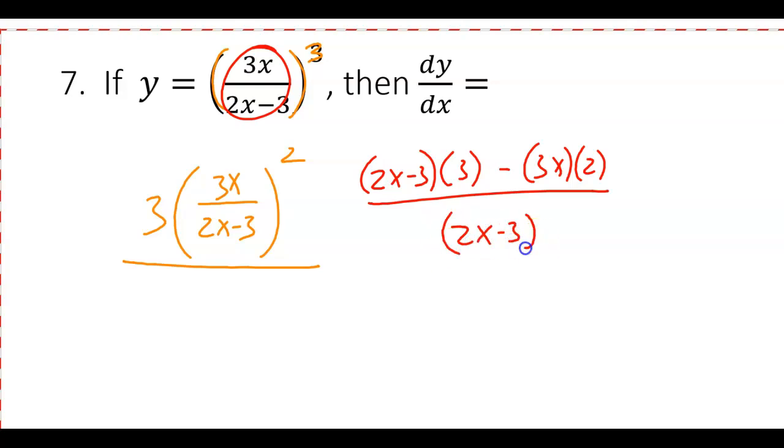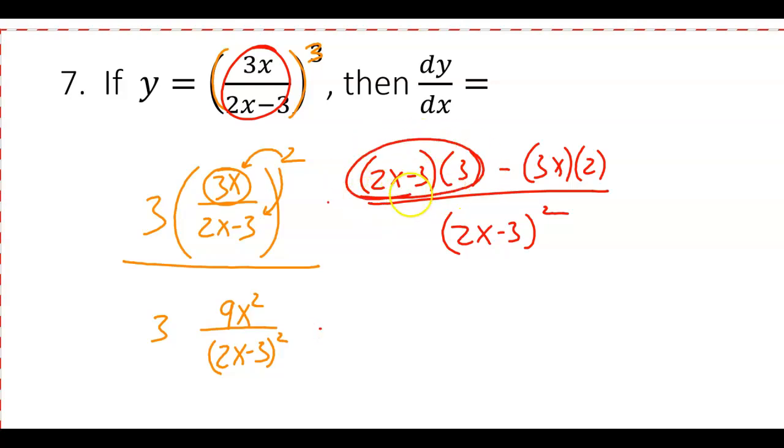Now the thing about this one that's going to be challenging is the fact that we do need to simplify this a little bit. So first of all, I'm going to apply this exponent to both the top and the bottom. Now in the top, if I square this, I'm going to end up with 9x squared. And on the bottom, if I square that, I'm going to have 2x minus 3 squared. And I still have this 3 in the front too. Let's go ahead and simplify the other half a little bit as well. Multiplying these together, we end up with 6x minus 9 minus 6x.